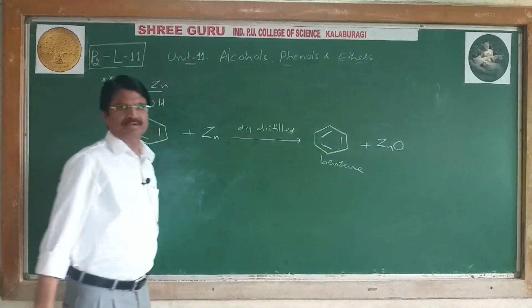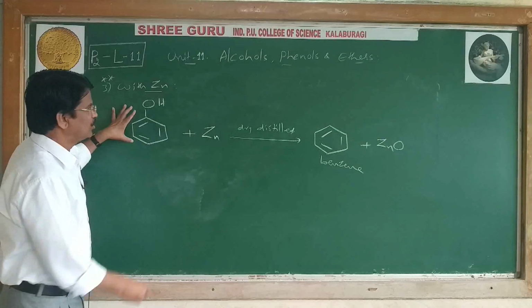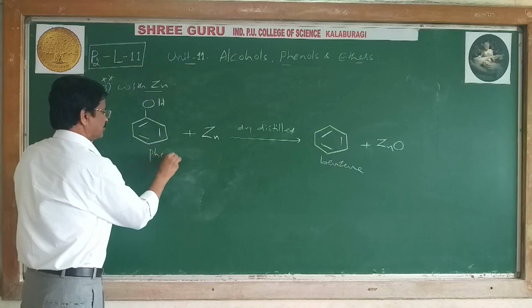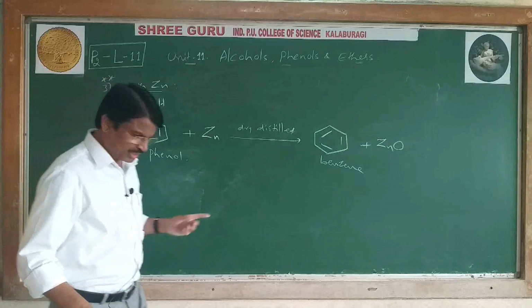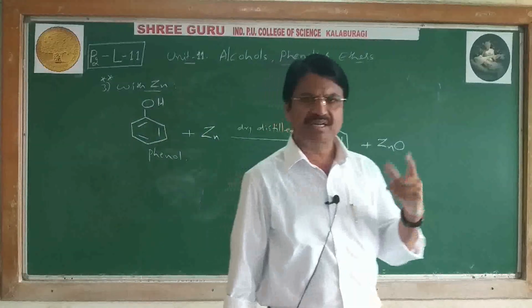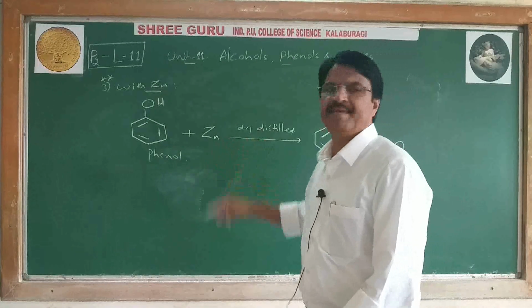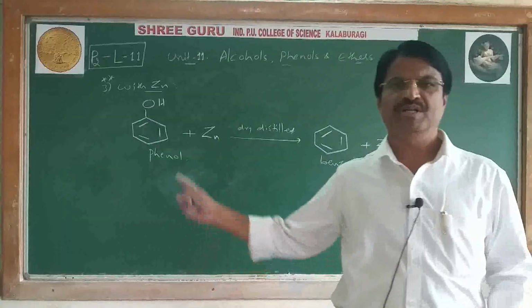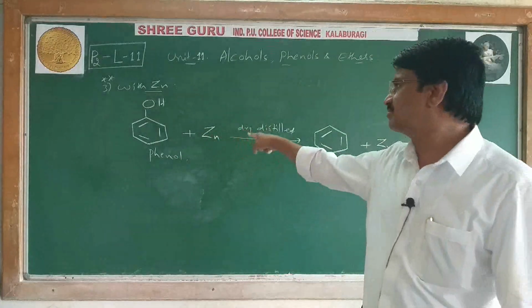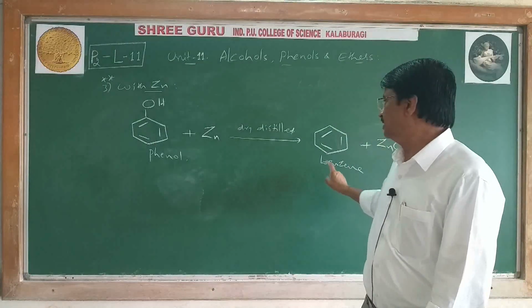It is said to be benzene. Conversion of phenol to benzene. Next, what happens when phenol is distilled with zinc dust? There is a question: what happens when phenol is distilled with zinc dust? Yes, the answer is benzene.